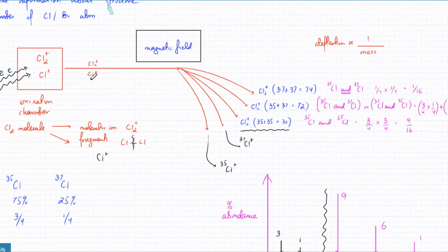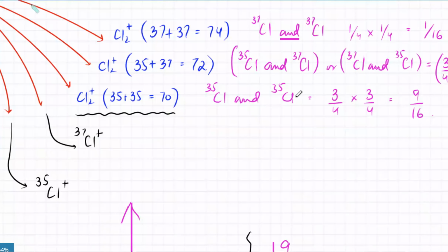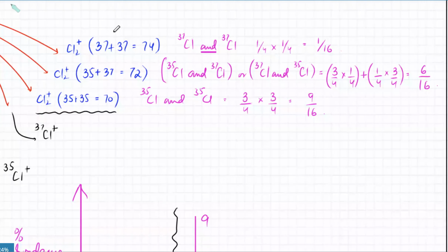Now, if you have a Cl2 plus 1 particle or a Cl plus 1 particle, chlorine has two isotopes. One of them is 35 and the other one is 37, which is why the mass of the particles would vary. There would be three types of molecular ions. I mean, there would be three types of Cl2 plus 1s. It will either have a mass of 74, which means that both chlorines have a mass of 37. The probability of getting a chlorine with a mass of 37 is 1/4, and the other one is also 1/4. So the probability of getting a particle with a mass of 74 is 1/16.